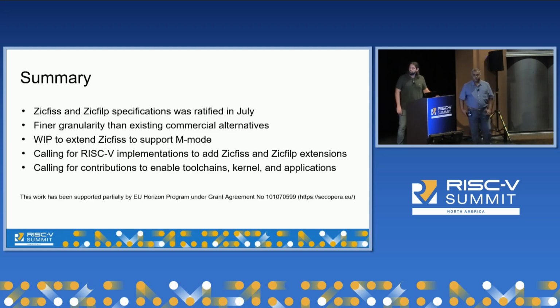So to summarize, we ratified the extension in July. We're very excited about this extension because it provides the most fine-grained CFI among competing architectures in the industry. We are also working to extend CFI to machine mode. So we are calling on member companies and people doing RISC-V implementations to implement the Zicfiss and Zicfilp extensions. And we also call on our software colleagues to contribute to the toolchain, kernel, and application enabling. There's a lot of work to do, so please help us out.